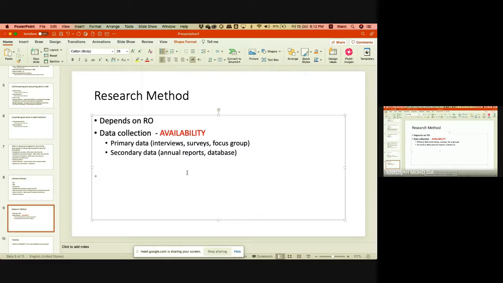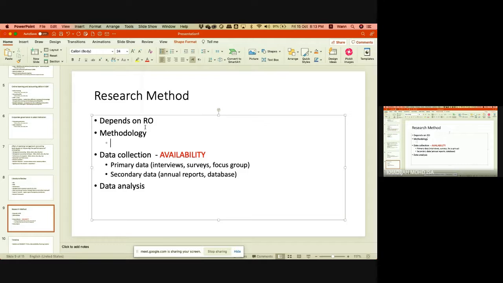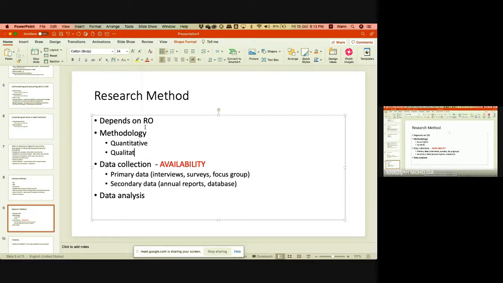Okay. Under research method, we also talk about data analysis, right? So depending on your research methodology, again, we are talking about whether you are doing a quantitative or a qualitative. Quantitative here normally refers to annual reports. Sometimes you can also do qualitative based on the annual report. All right, quantitative and qualitative.